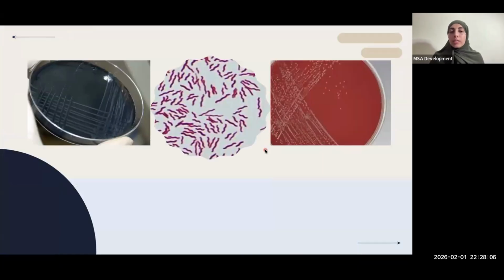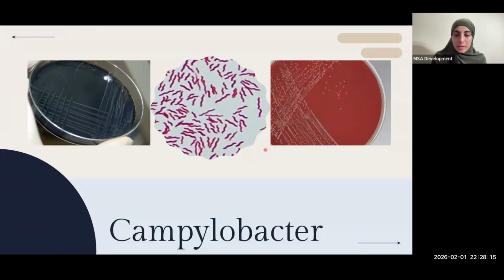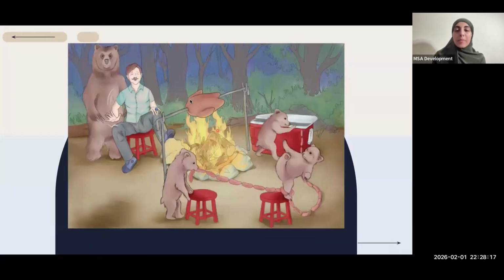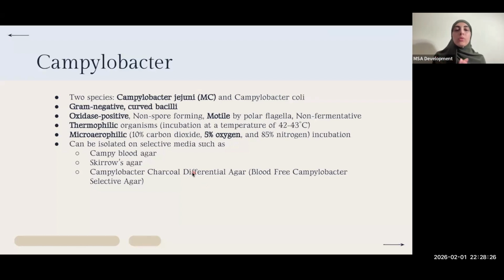Okay, now next organism. This is Campylobacter, okay? And this is Sketchy for Campylobacter. Remember this chicken over here, okay? And the red stools. I'll come back to this. So we have two species of Campylobacter. We have Campylobacter jejuni and Campylobacter coli. The more common one that usually causes infection is Campylobacter jejuni.